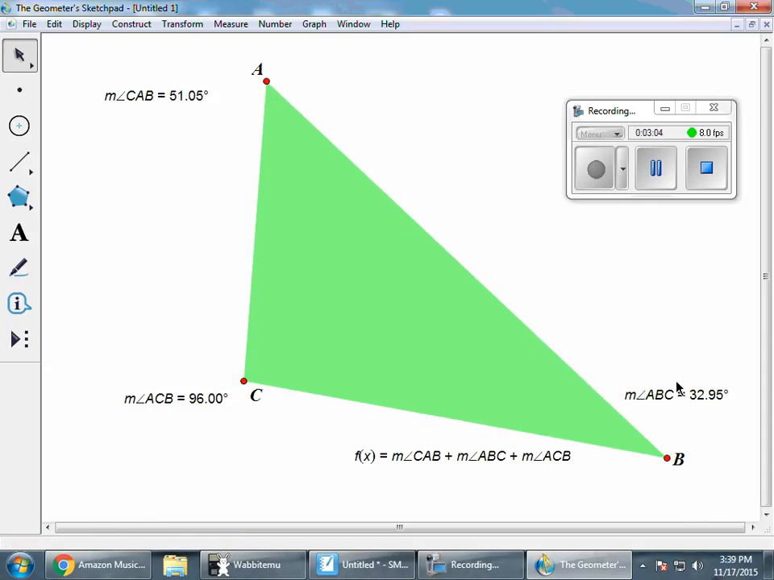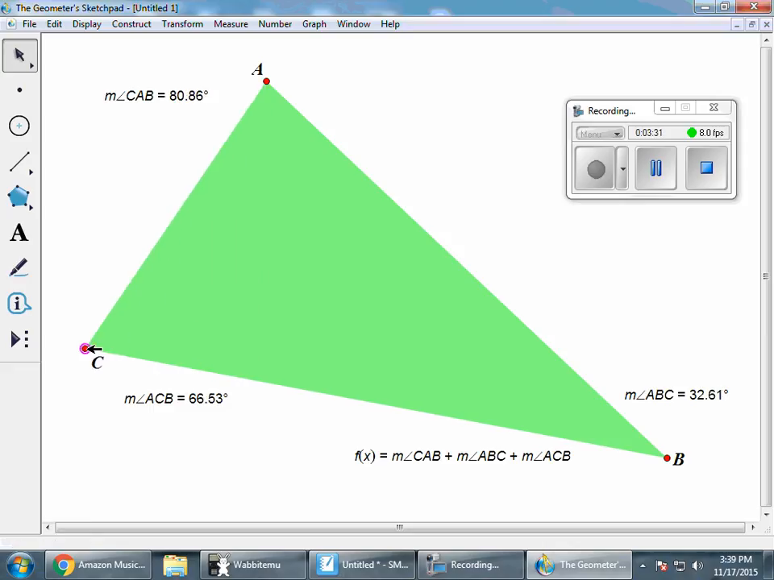Now we have a measure of angle ABC is 32.95, plus the measure of angle CAB is 51.05, plus the measure of angle ACB is 96 degrees. If you add these three together, what do you get? Pause the video if you need to. And it should be 180 degrees.